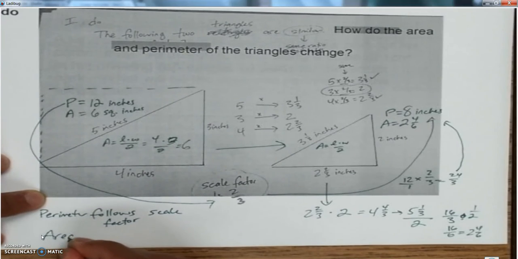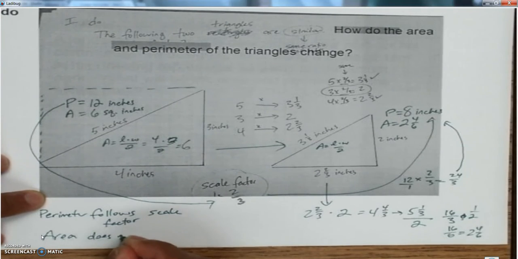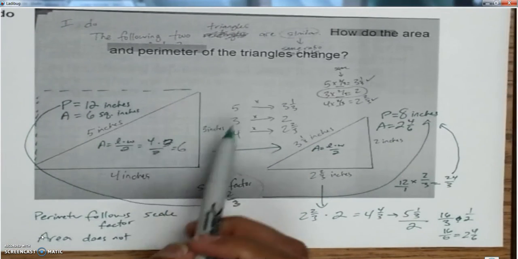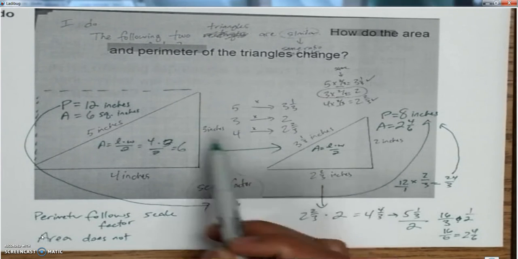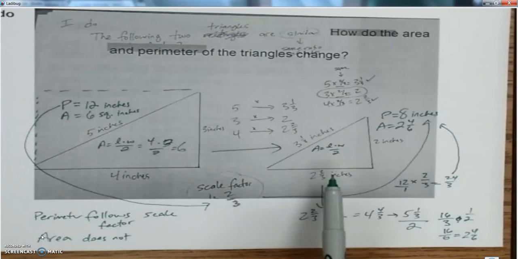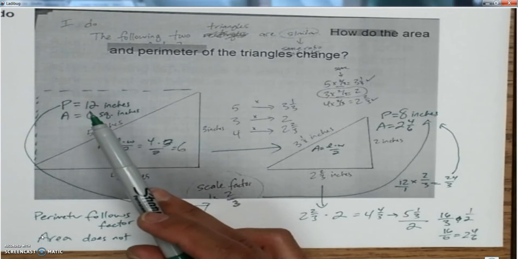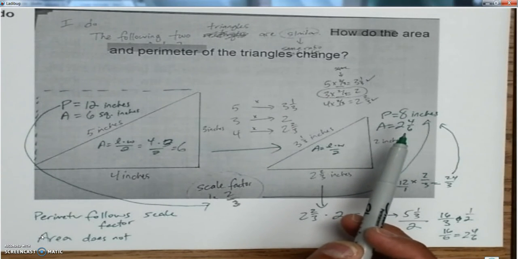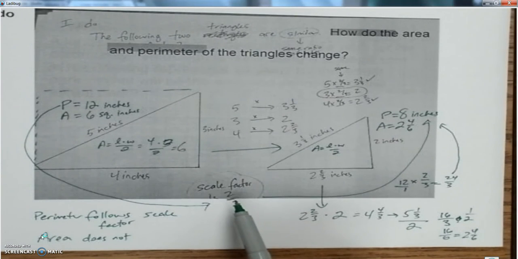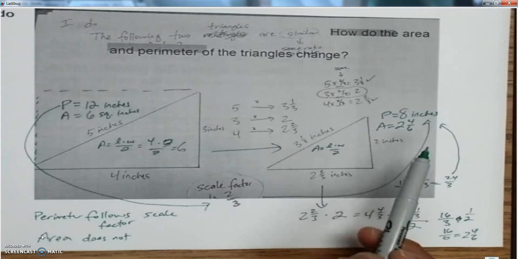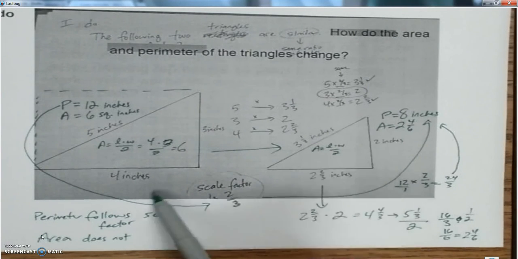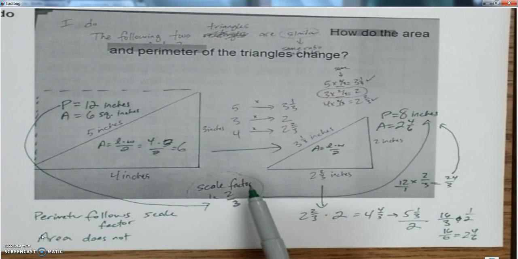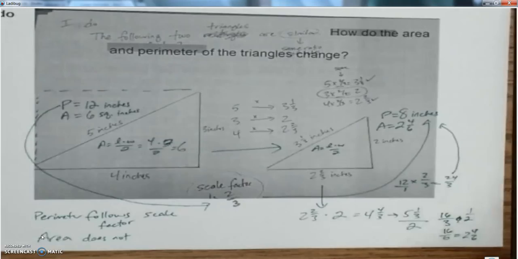Area does not. The perimeter of this triangle, the small triangle, is just 2/3 of the big one. If that were true of area, 2/3 of 6 would have been 4, and we got way less than 4. So actually, when we scaled this down by 2/3, we scaled down the area even more than that. So area did not follow the scale factor, and that's an important thing to know.